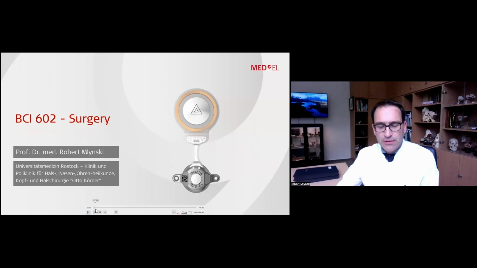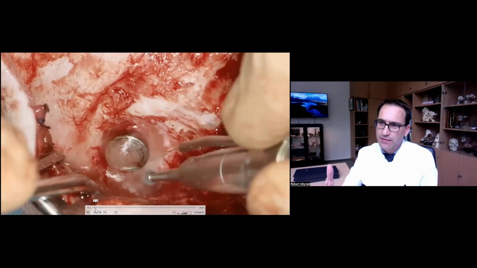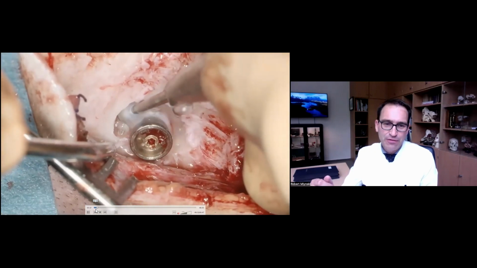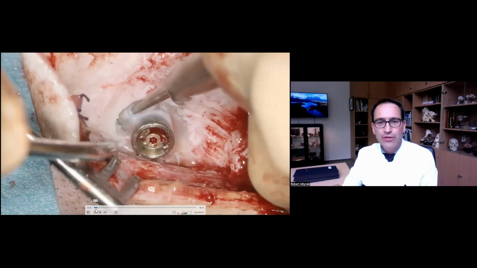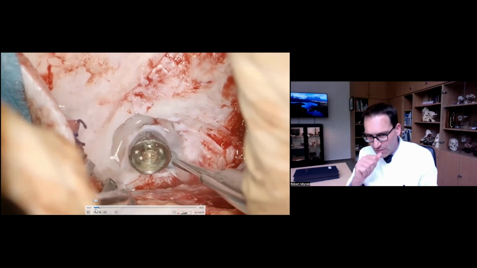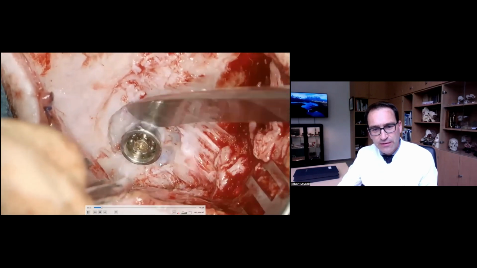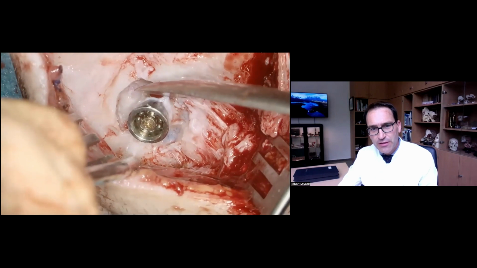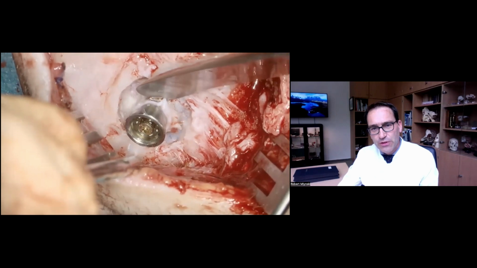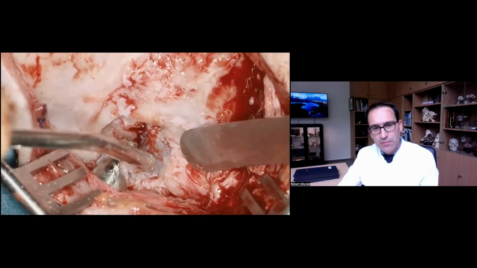So the first step, skin incision, retroauricular, S-shaped incision. We have placed the skin and the opposing pericranial flap. We have exposed the implant, and now we are using sharp and diamond drills in order to remove the bone around the previous implant. So in the CT scan, we already could see that the implant is penetrating the skull. So we can see the dura, and now slowly remove the implant together with the surrounding bone from the skull.